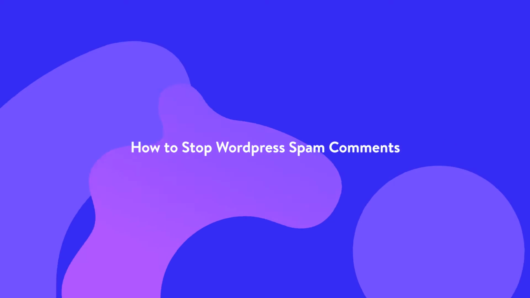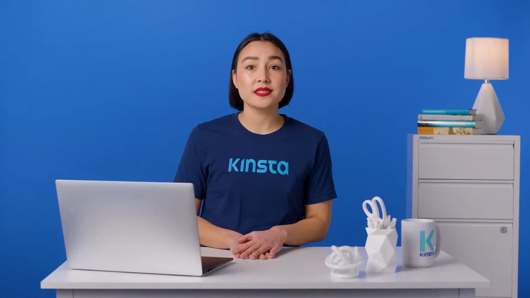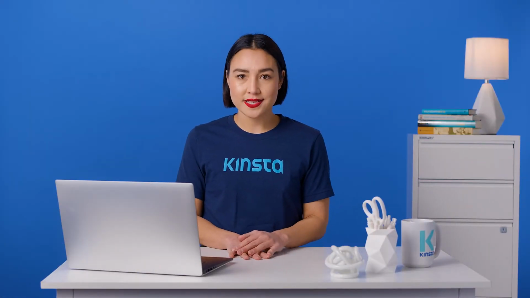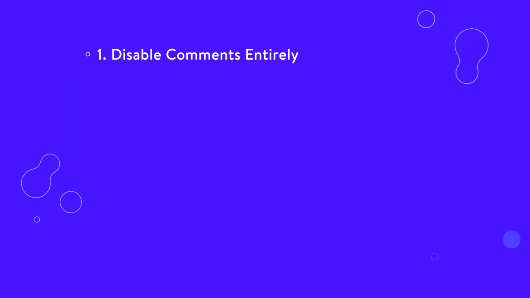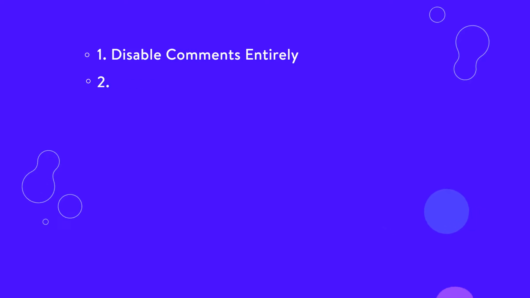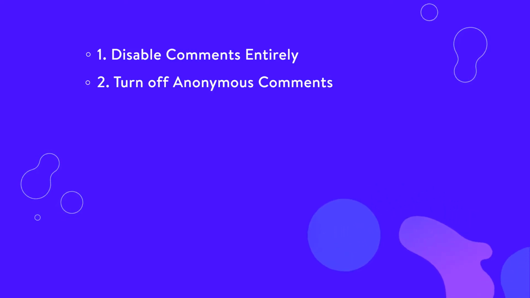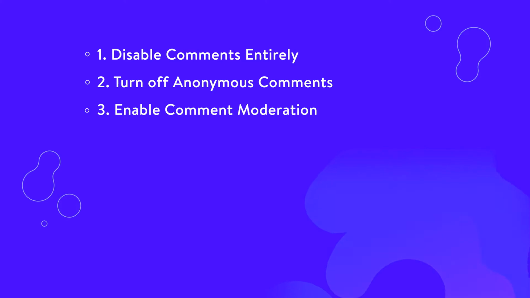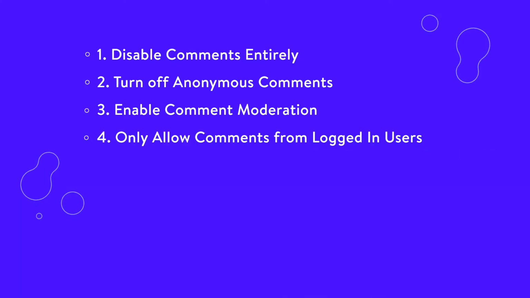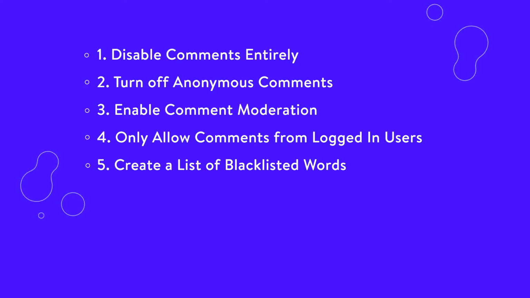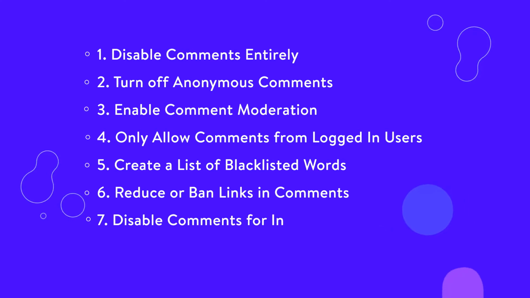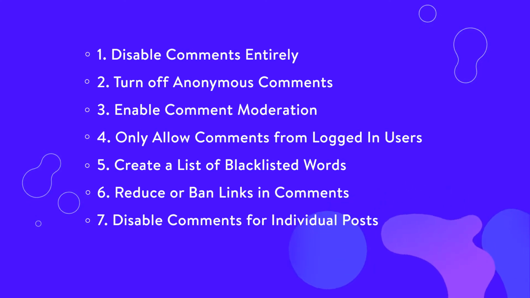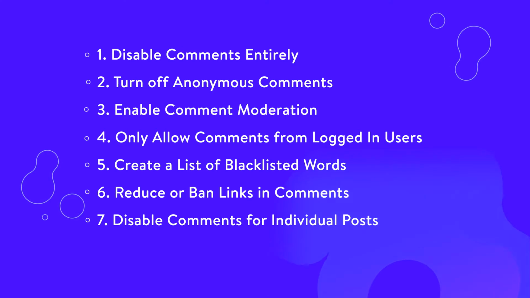The first place to go when combating WordPress comment spam is the discussion settings, which you access via Settings and then Discussion. Here, you can: 1. Disable comments entirely. 2. Turn off anonymous comments. 3. Enable comment moderation. 4. Only allow comments from logged-in users. 5. Create a list of blacklisted words. 6. Reduce or ban links in comments. And 7. Disable comments for individual posts. Let's take a look at each of these methods.